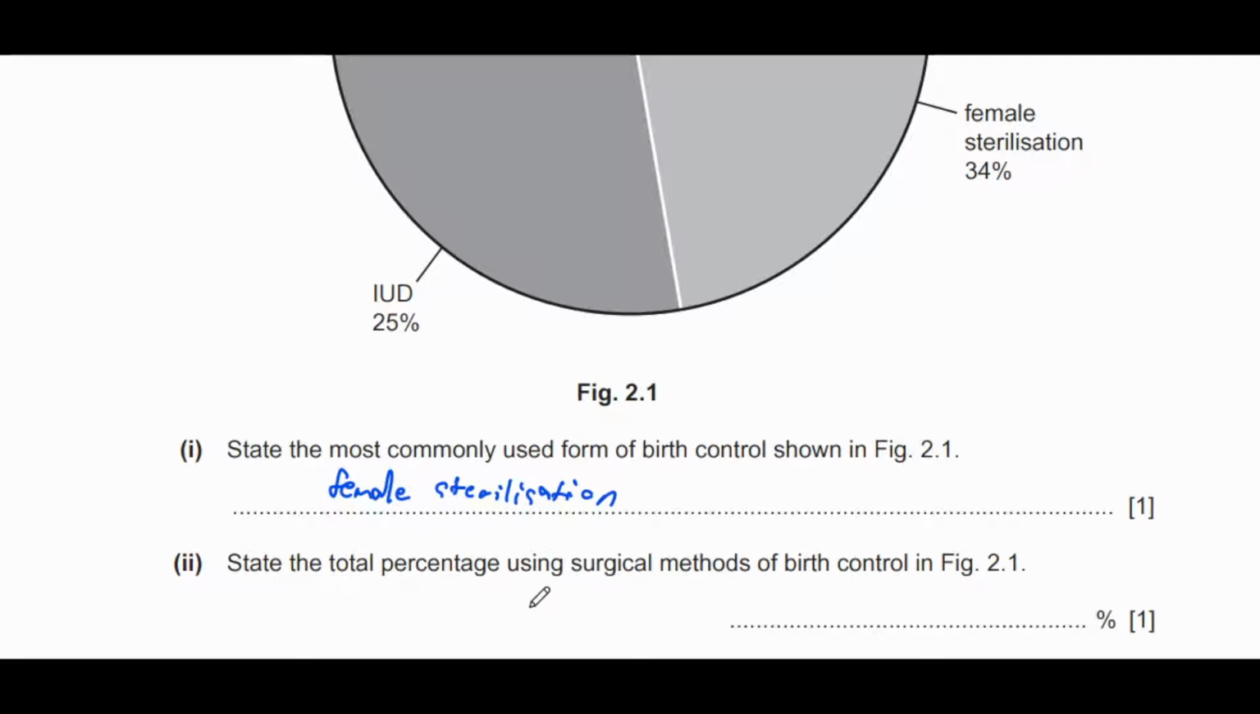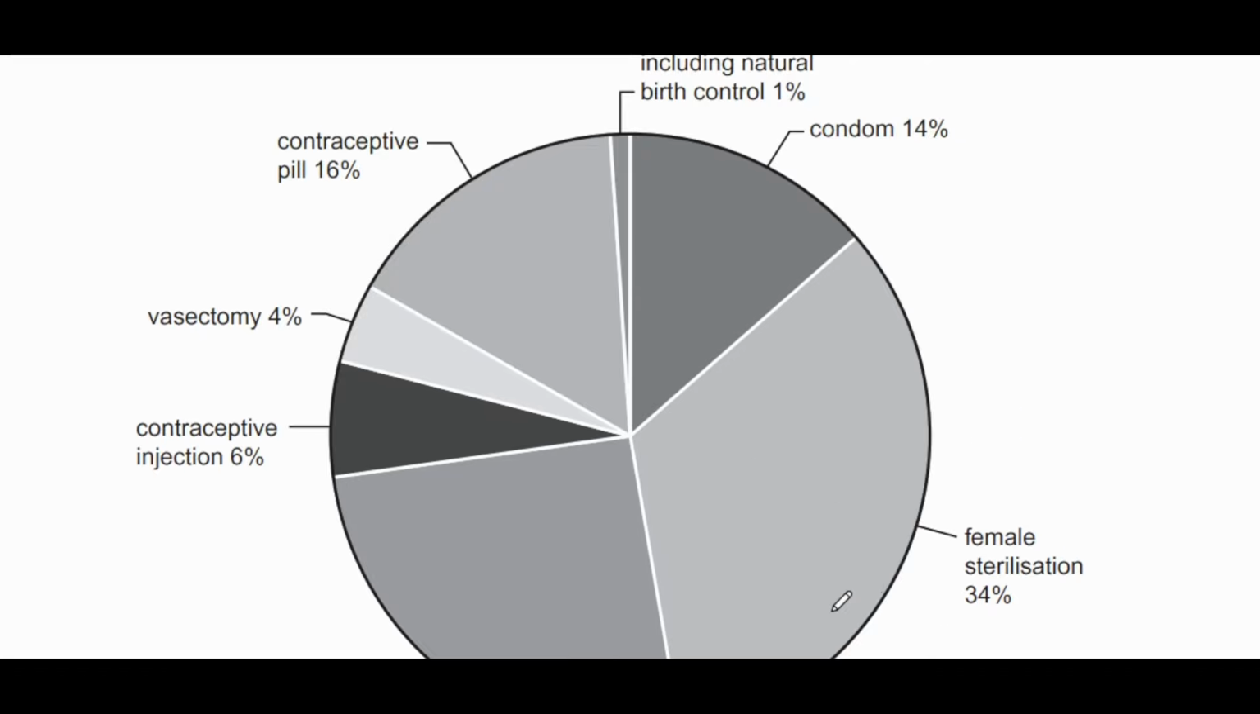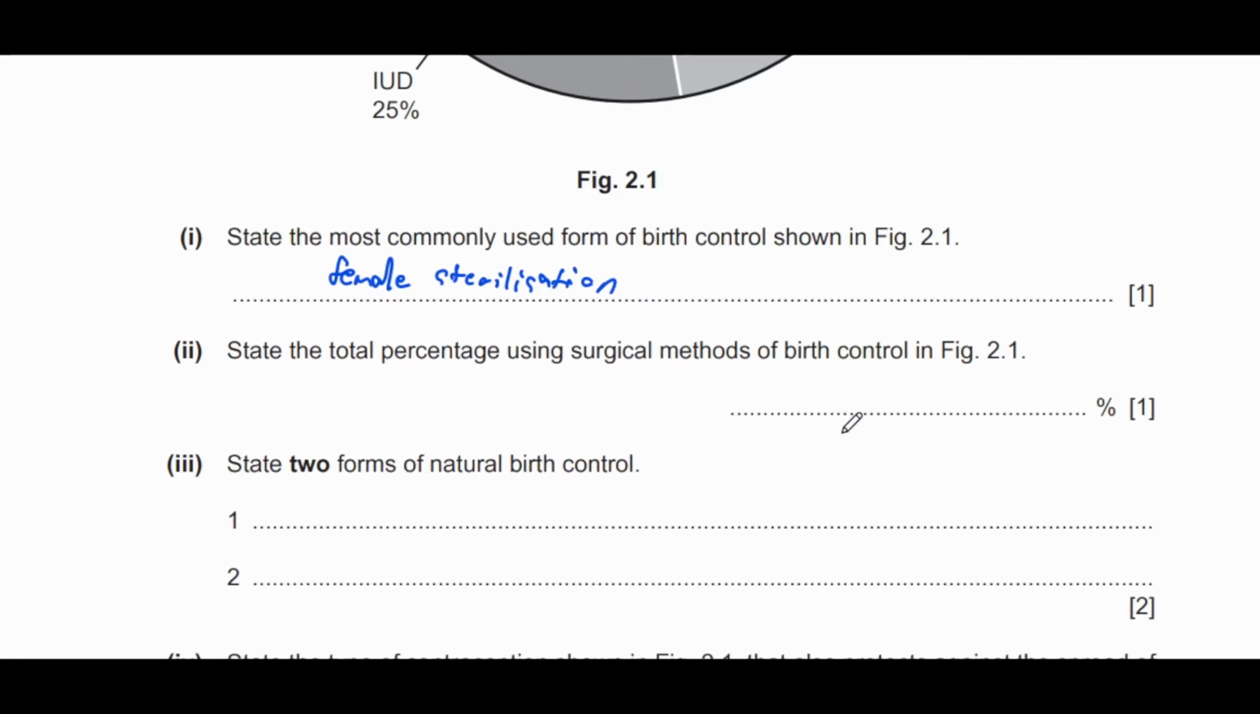Okay. Question 2A(ii), right? State the total percentage using surgical methods of birth control. So you just need to add the percentage of the surgical methods, right? So which of these are surgical methods? This one and this one. Okay, these two are surgical methods. Okay, so it will be 34 plus 4 would be 38. Right, 34% plus 4% equals 38%. So the total percentage will be 38.